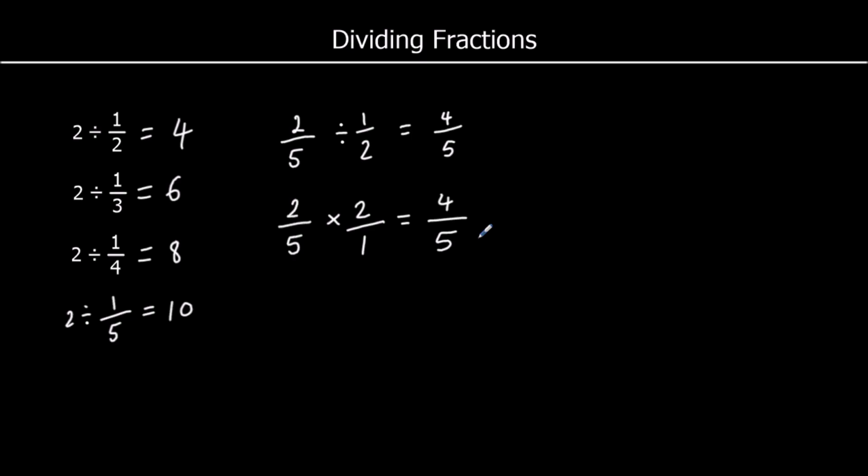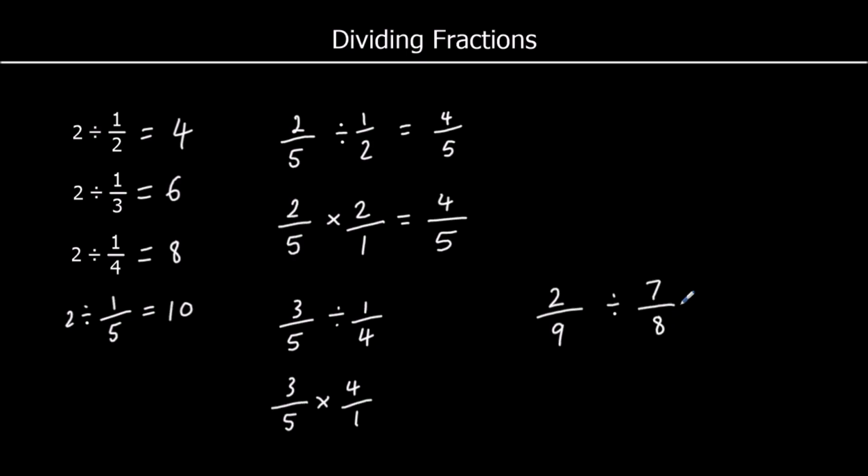And this works for any fraction. So if we had 3 fifths divided by a quarter, that would be the same as 3 fifths times 4 over 1. If we had 2 ninths divided by 7 eighths, that will be the same as 2 ninths times 8 over 7. And this is the easiest way of dividing fractions. So the easiest way to divide fractions is to change them into multiplications. And you can check any of these on a calculator if you're not sure.